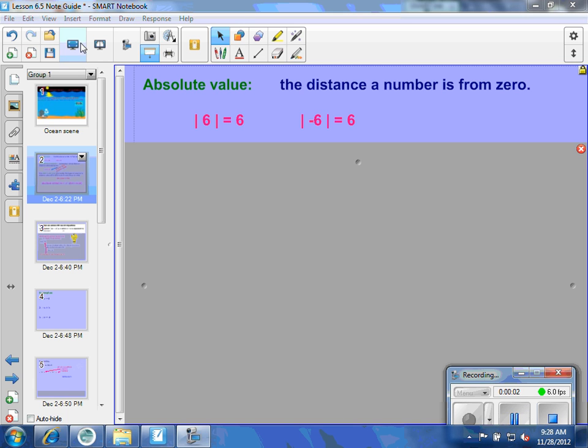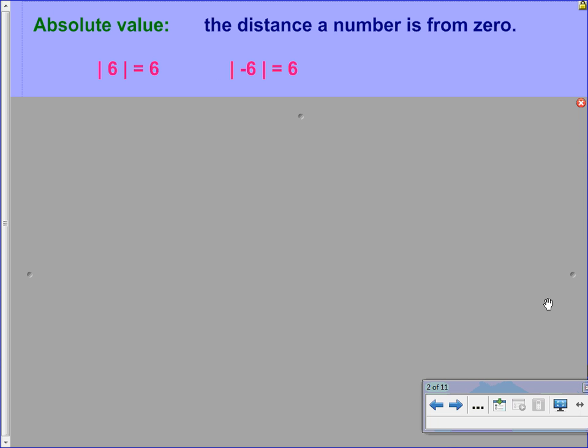Okay, this is 6.5. This is solving absolute value equations. So you need to start off by knowing what an absolute value is. The definition is that it's the distance a number is from 0. But here's the thing. Positive 6 has the same distance from 0 as negative 6. So the absolute value of positive 6 equals 6. The absolute value of negative 6 has the exact same answer as positive 6.